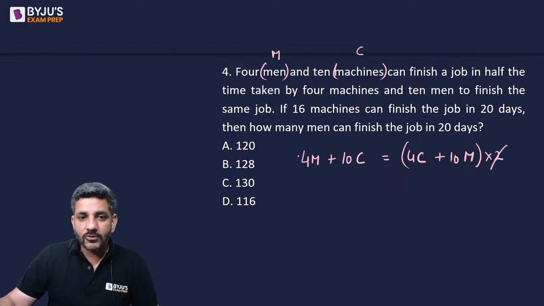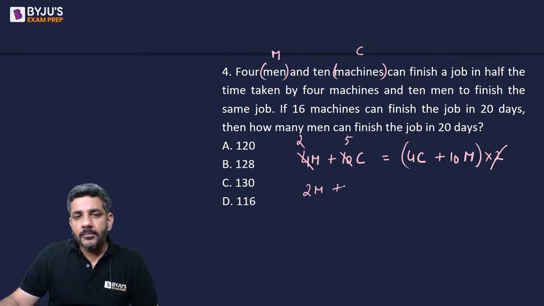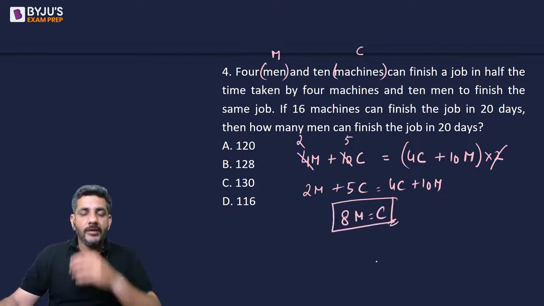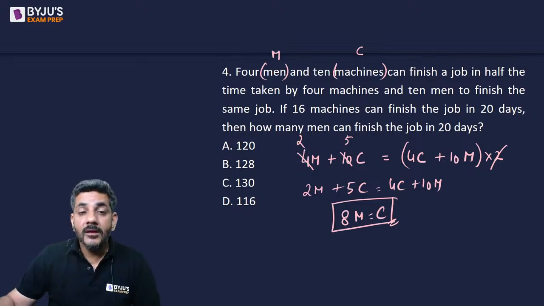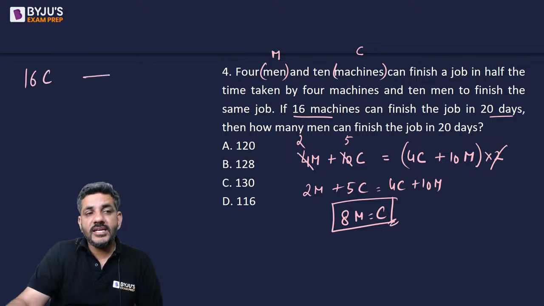यहां 2 से कैंसिल आउट हो जा रहा है, ये 2 पे, ये 5 पे. I get 2M plus 5C is equal to 4C plus 10M, and 8M is equal to C. One machine is equal to 8 men. Question says if 16 machines can finish a job in 20 days, so 16C can do a job in 20 days. How many men can do the same job in 20 days?